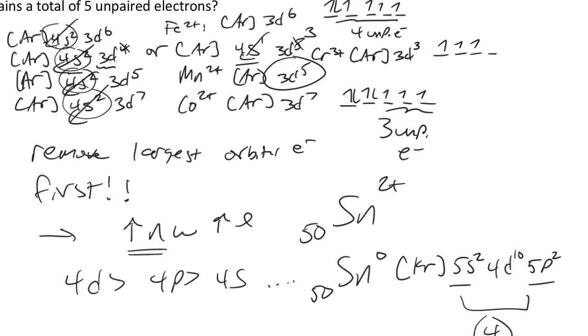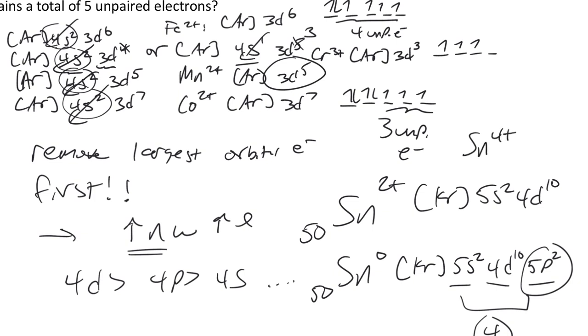So those are the outermost electrons. We weren't even counting the d subshell towards our valence count, if you recall. So if you're expecting which electrons we are going to lose first, probably these, because they're the largest. So for tin 2 plus, we go to krypton 5s2, 4d10.